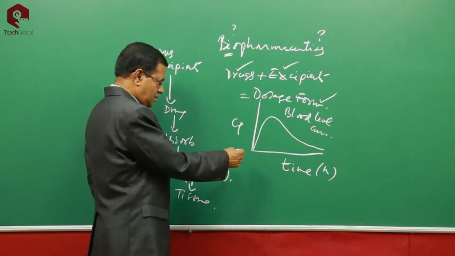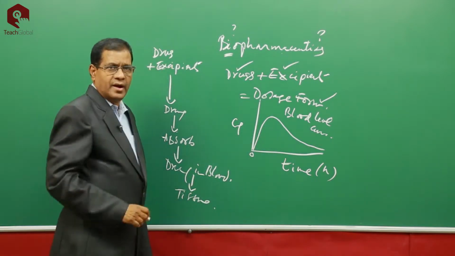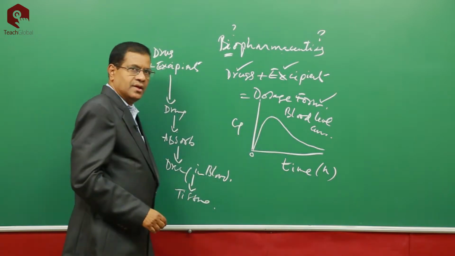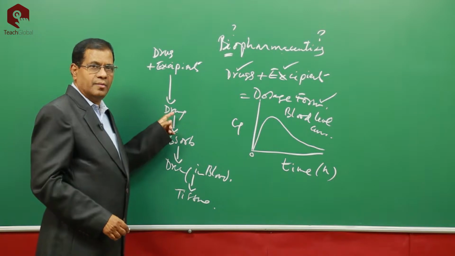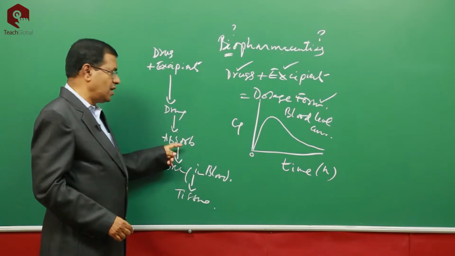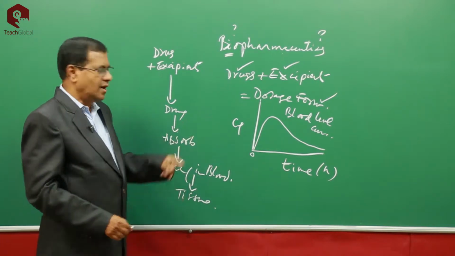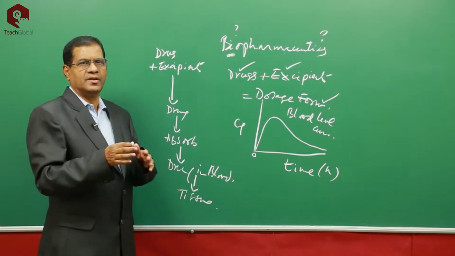At zero time there will be no drug in the plasma, and as time progresses, the concentration will slowly increase. That is because the drug from the administered dosage form will be releasing and then crossing the biological barriers and entering into the blood, and it continues. And as soon as the drug enters into the blood, the system will try to eliminate it.